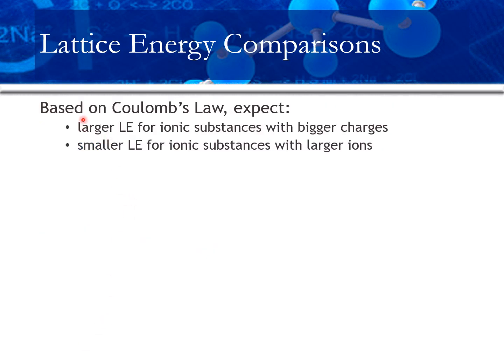So I've summarized that here. Based on the form of Coulomb's law, we expect a larger lattice energy for ionic substances with bigger charges because of the product of charges in the numerator. We expect a smaller lattice energy for ionic substances that have larger ions because they can't get as close to each other. And if we look at the second one in particular, the first one's the most important, we're going to look at that too. But let's look at this smaller effect.